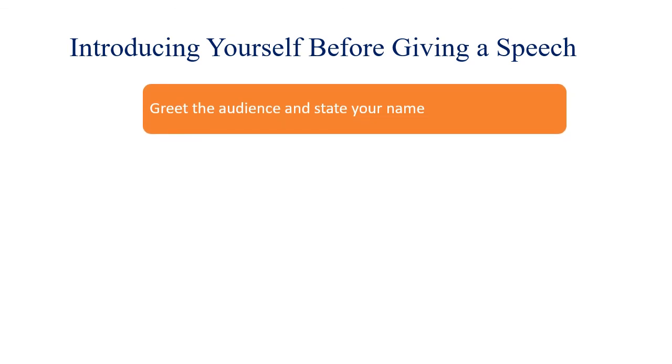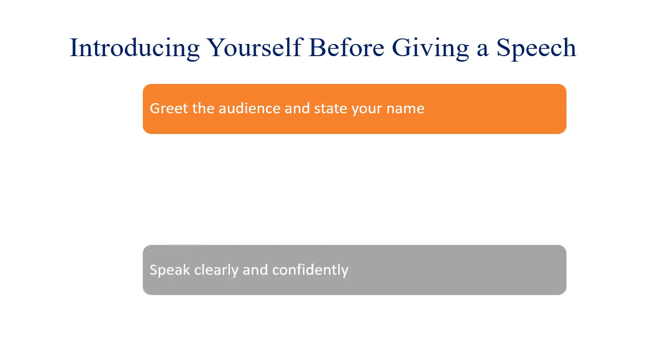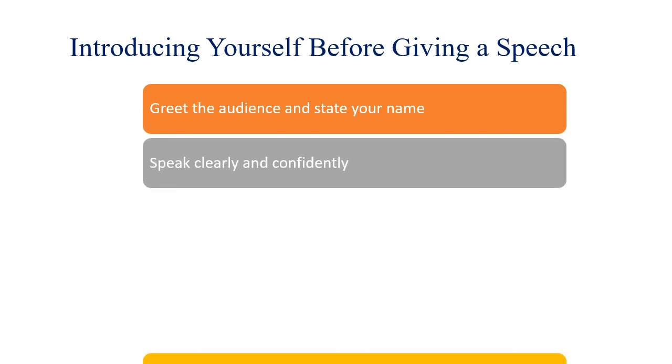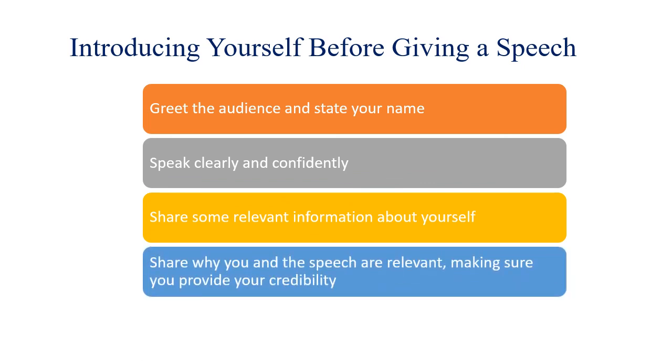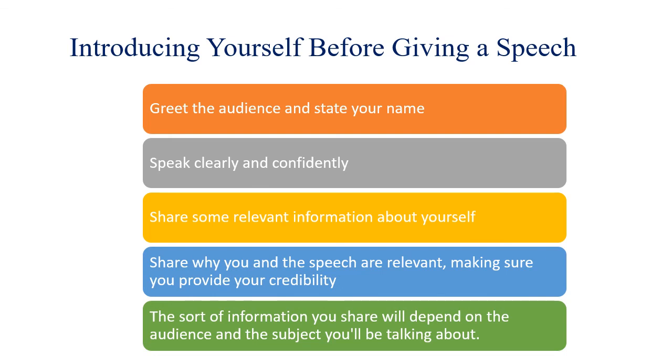Let's learn some tips to introduce yourself while giving a speech. Greet the audience and state your name. If you are giving a speech, it's important to say your first and last name. As you say hello and give your name, remember to speak confidently and clearly. Share some relevant information about yourself. After you provide your name, share why you and your speech are relevant, making sure you provide your credibility. The sort of information you share will depend on the audience and the subject you will be talking about.